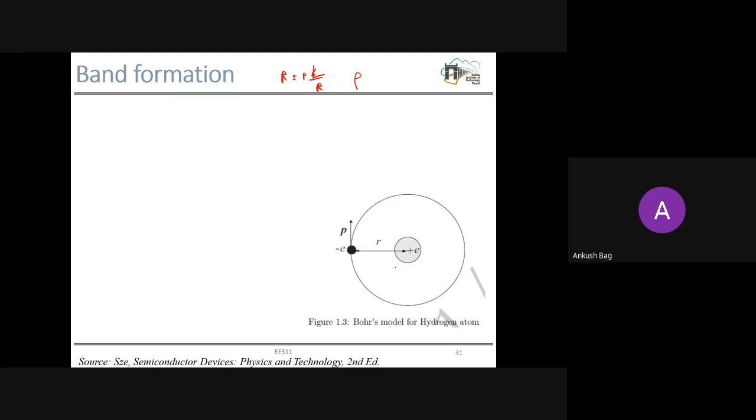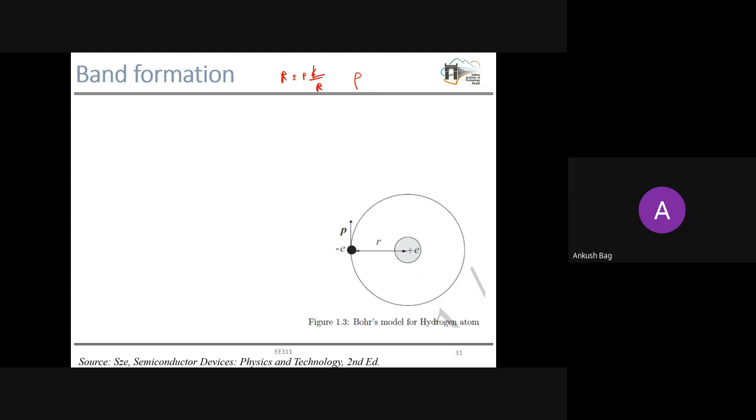Now from the basics, I need to discuss some basics of quantum mechanics, although I will not go into detail because this course is not for detailed quantum mechanics discussion. But still we need to take the help of quantum mechanics to discuss this fundamental semiconductor problem.